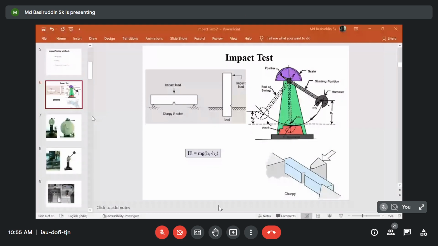So when we do not put the sample over the anvil, if we release the hammer, there should not be any resistance to the flow of the hammer. So then we will find that the energy absorption should be zero.